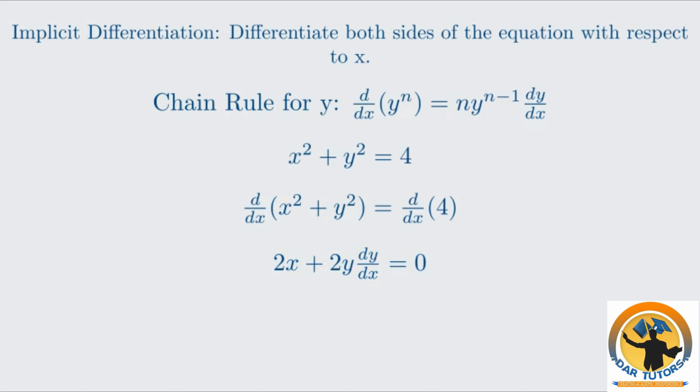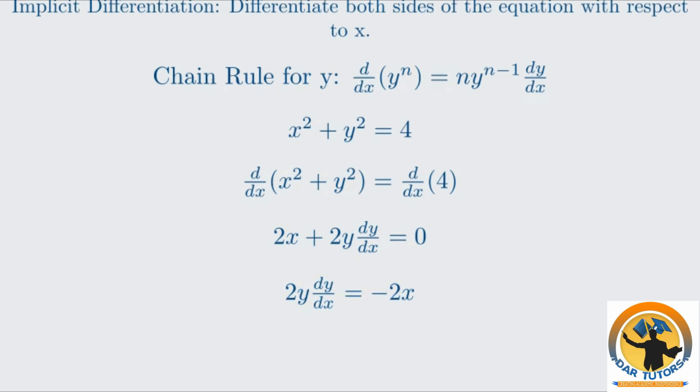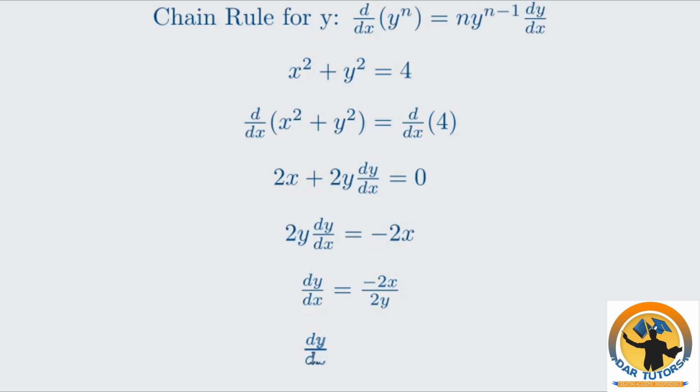Now our goal is to solve for dy/dx. We treat it like any other variable. Subtracting 2x from both sides gives us 2y times dy/dx equals negative 2x. Dividing by 2y, we get dy/dx equals negative x over y.